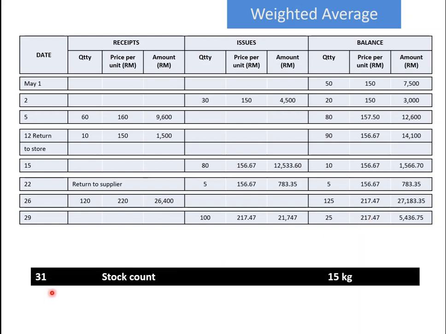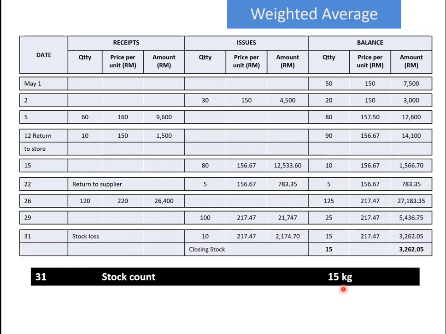And on 31st, the stock count is 15 kg. If you refer to the previous balance, it was 25, now it's 15, meaning there is a 10 kg difference, which is stock loss at the price of 217.47. And finally, the closing stock value is 3,262.05.